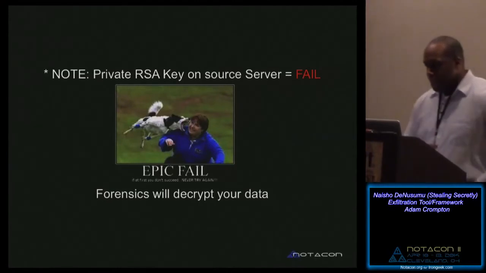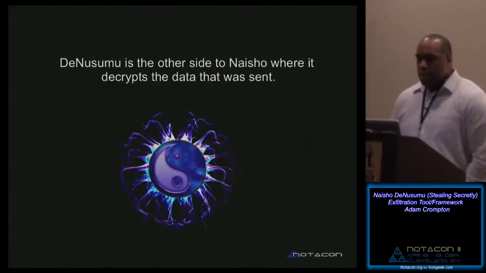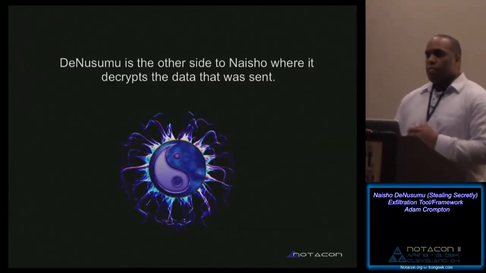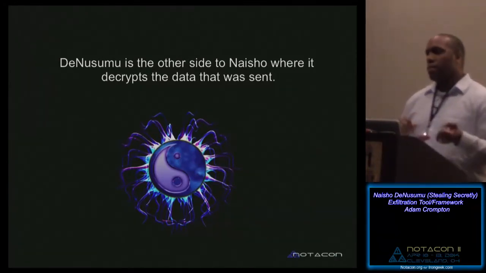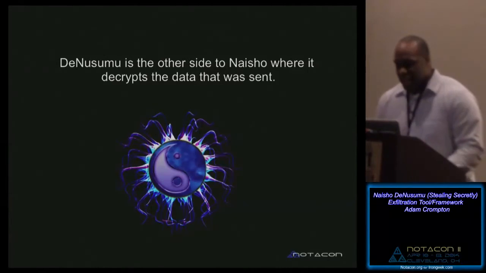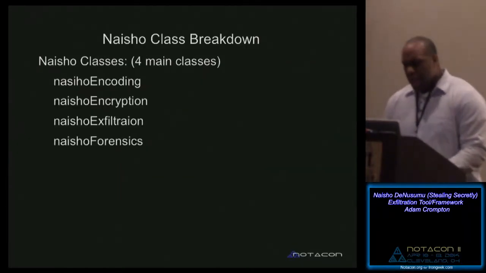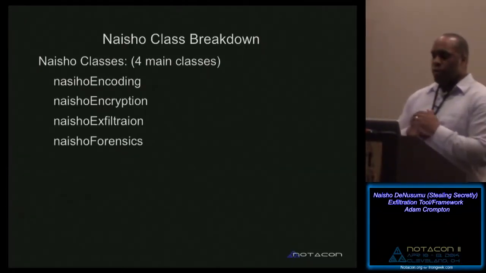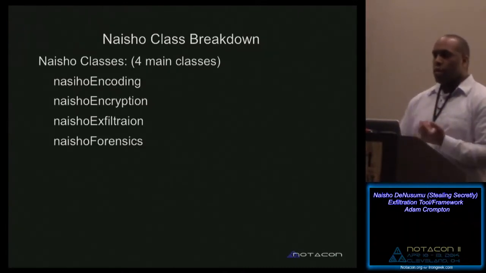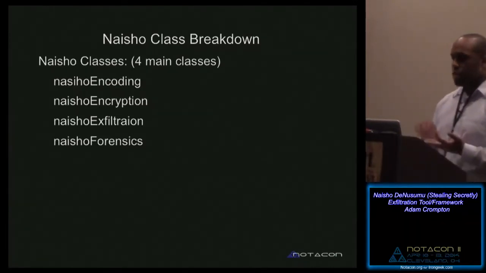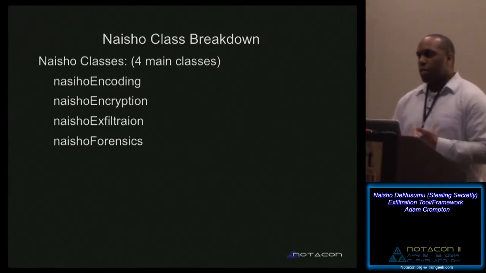Forensics will definitely decrypt your data if they take your box. DeNusumu is the other side of Naisho, where it decrypts the data. So it's kind of like the yin and the yang. That's why I have it up there. Naisho is broken out into 4 main classes: encoding, encryption, exfiltration, and forensics.